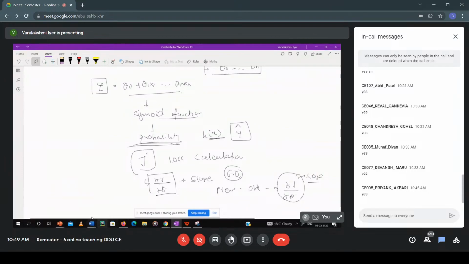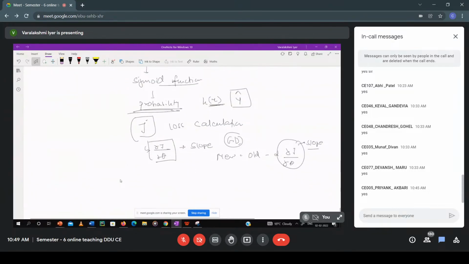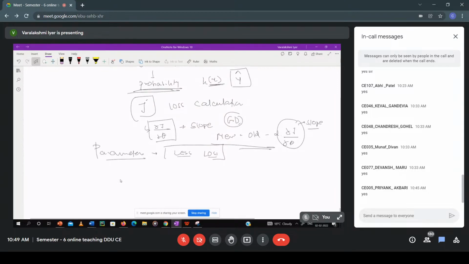So we'll be calculating this and later on updating the values of the parameters, till we reach an optimal, very low loss. We'll be continuing with the calculation and updating the values of the parameters. So this process is clear? Yes or no? Is everybody clear with this process?